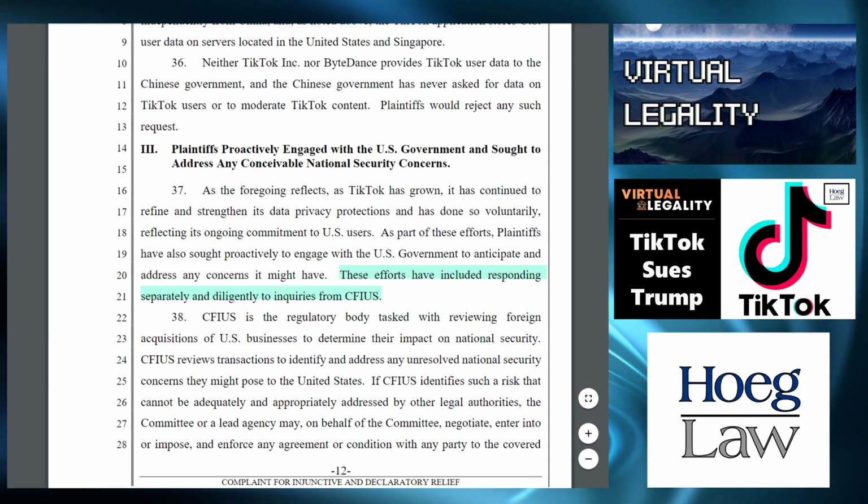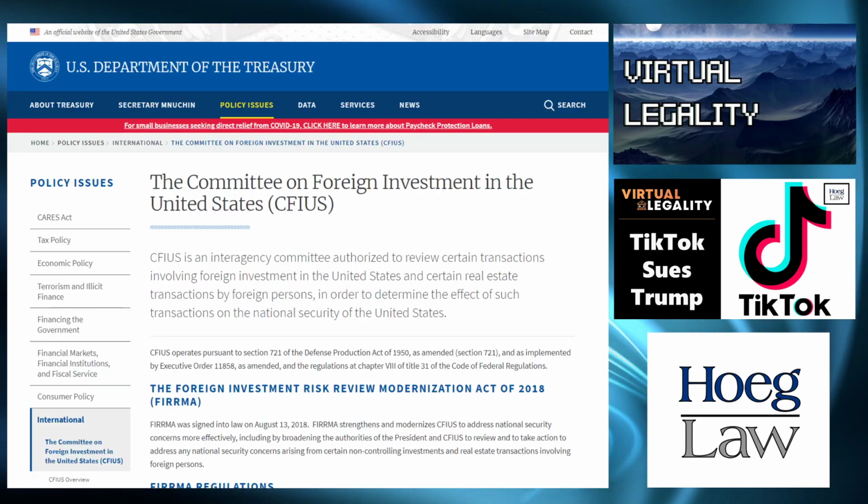Continuing, they say plaintiffs proactively engaged with the U.S. government and sought to address any conceivable national security concerns. As the foregoing reflects, as TikTok has grown, it has continued to refine and strengthen its data privacy protections and has done so voluntarily, reflecting its ongoing commitment to U.S. users. As part of these efforts, plaintiffs have also sought proactively to engage with the U.S. government to anticipate and address any concerns it might have. These efforts have included responding separately and diligently to inquiries from CFIUS, the Committee on Foreign Investment in the United States.